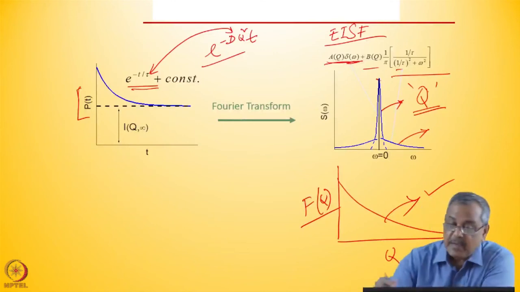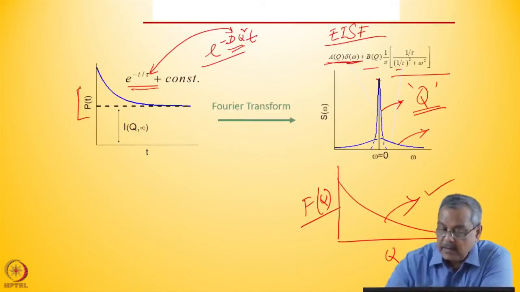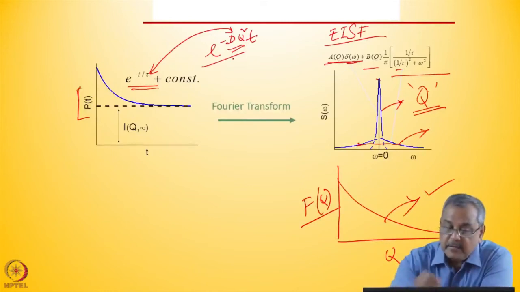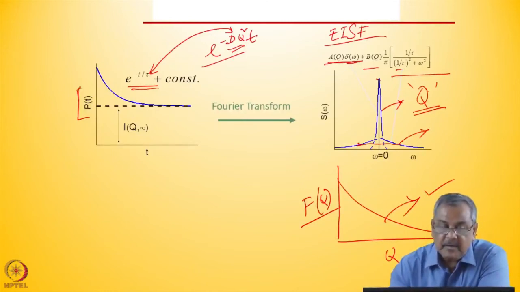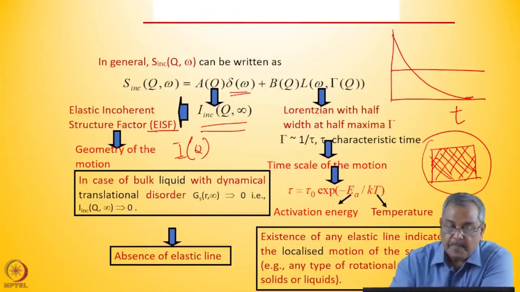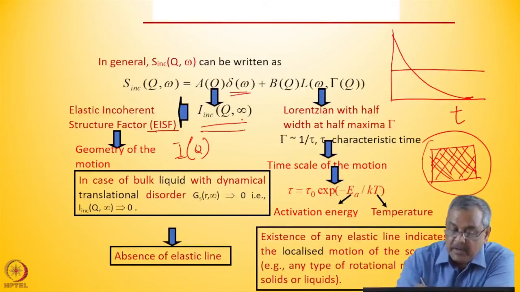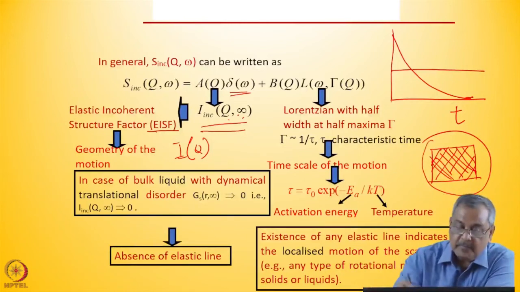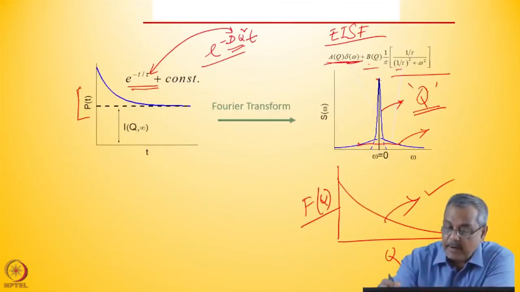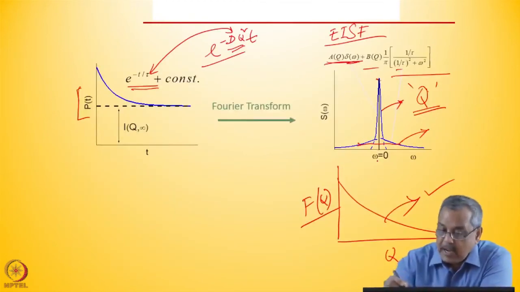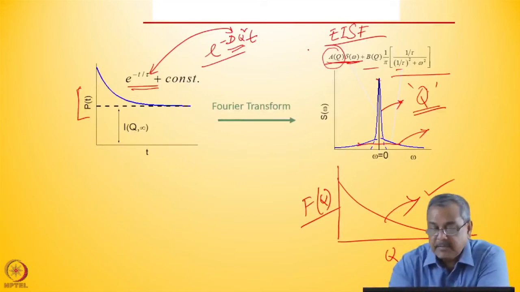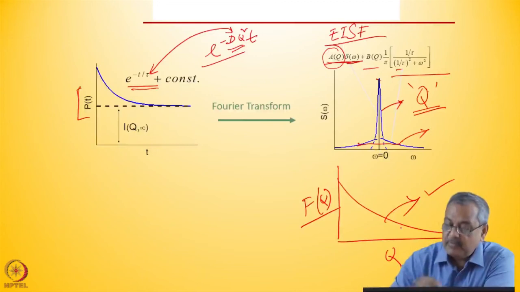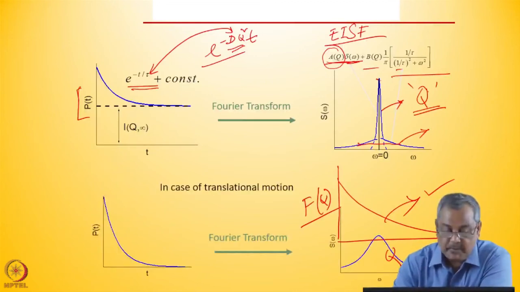So interestingly, I can find out the diffusion constant from the width of the Lorentzian, but also from the intensity of the elastic peak, which is the elastic incoherent structure factor. As I told you, there is an incoherent I(Q, t) as t goes to infinity. Its Fourier transform gives me a delta omega part, so it's energy equal to zero, and a Q dependent elastic part, which gives me the geometry of the cage. I'll come back to it once again.